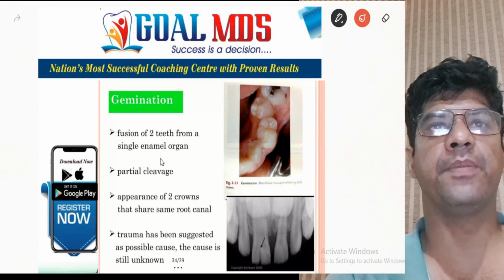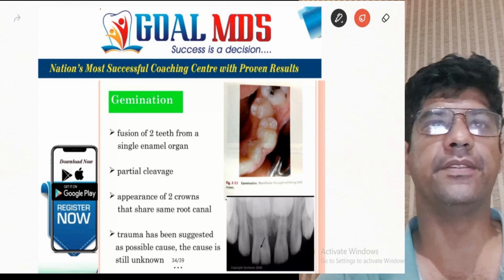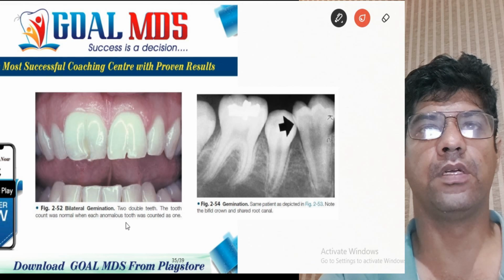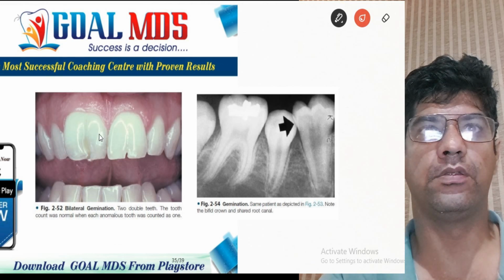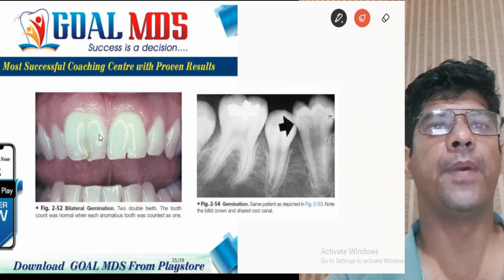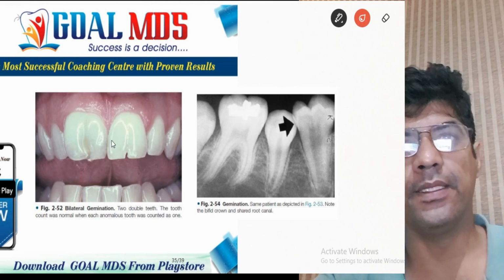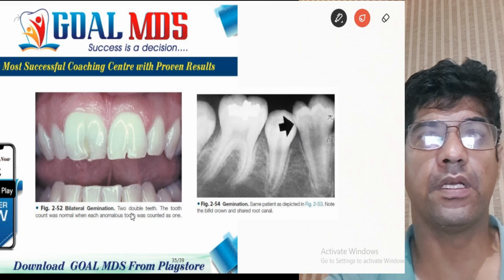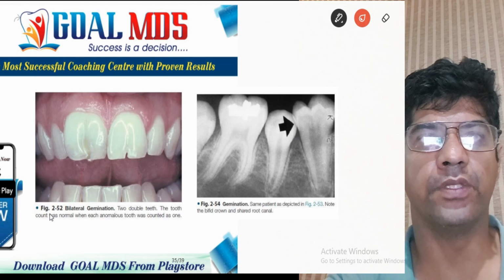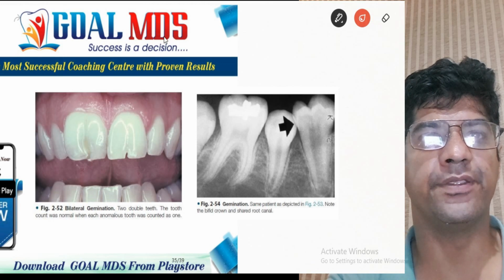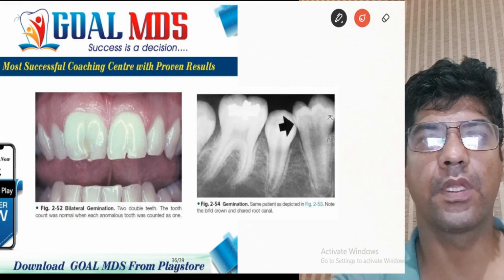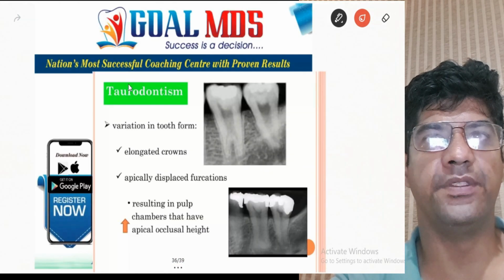So this figure represents germination, that is, the division of a tooth from a single enamel organ. This figure represents a bilateral germination. You can get this question in your image-based questions, image MCQ: identify this along with the diagram. So this is an example of germination. The tooth count here was normal when each geminated tooth was counted as one.